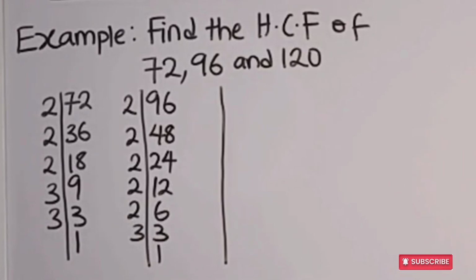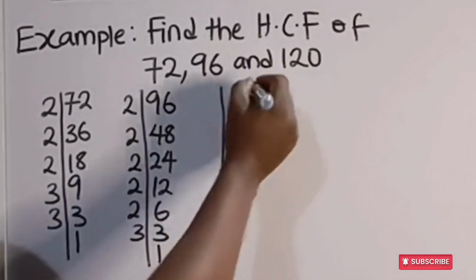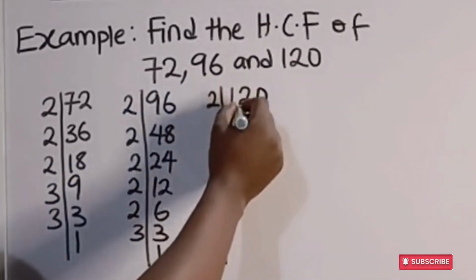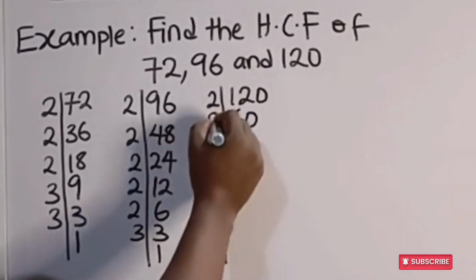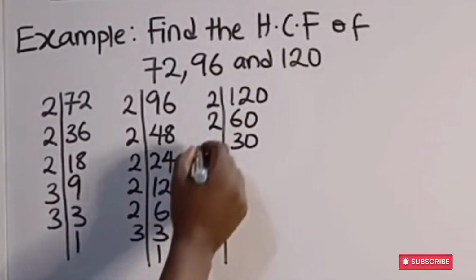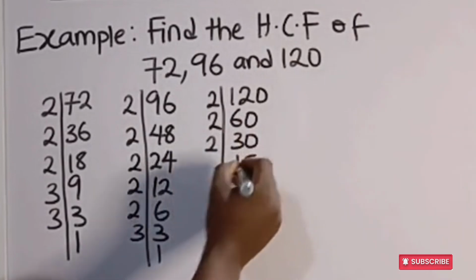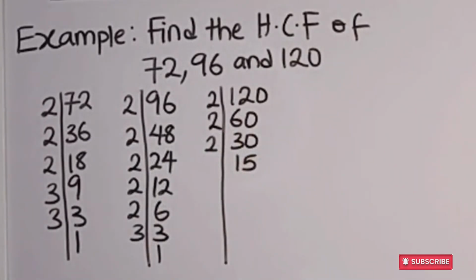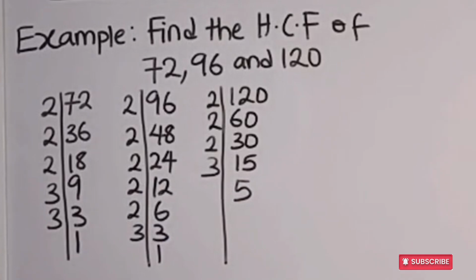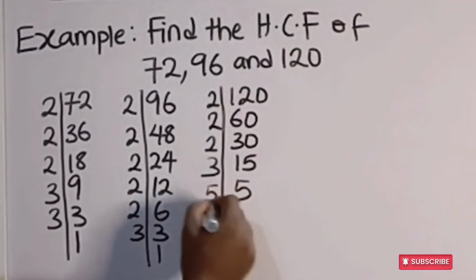So the next one is 120. So 120 divided by 2 is 60. 60 divided by 2 is going to give us 30. 30 divided by 2 is going to give us 15. 15 cannot be divided by 2, so we go with 3. 15 divided by 3 is going to give us 5. And 5 divided by 5 is going to give us 1.